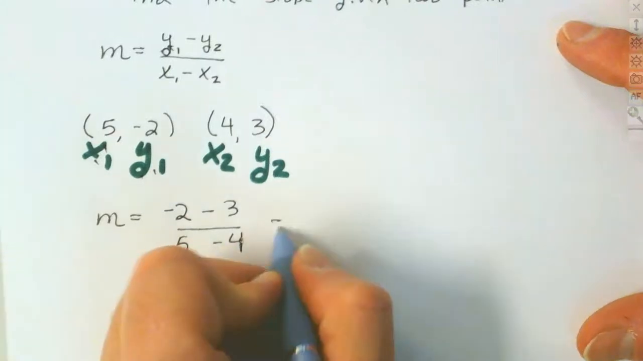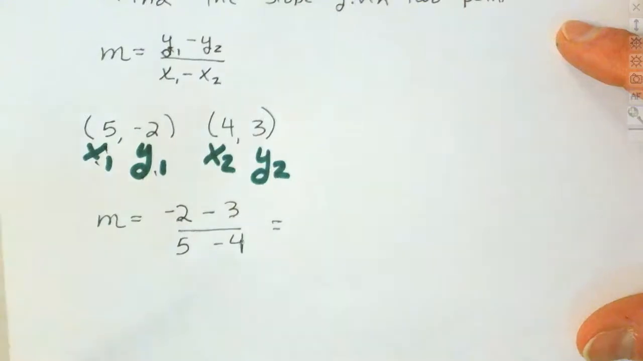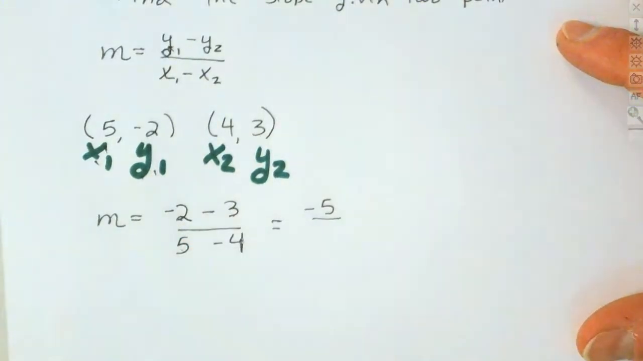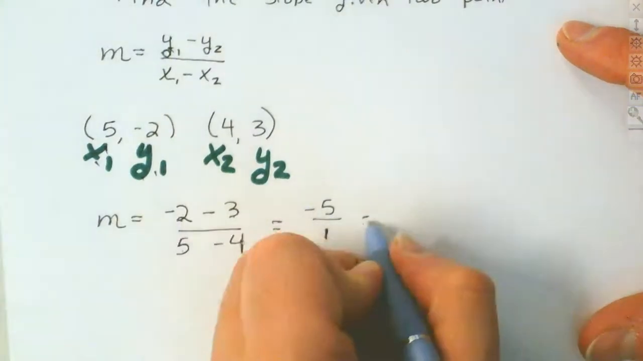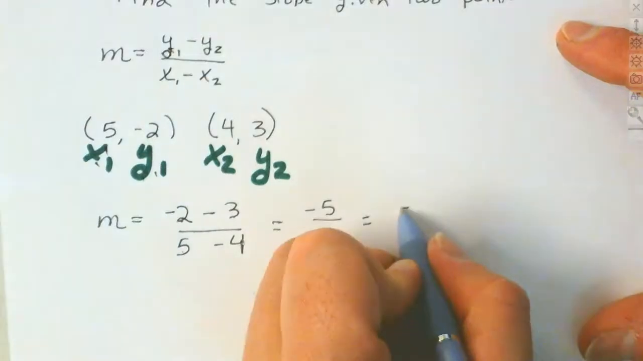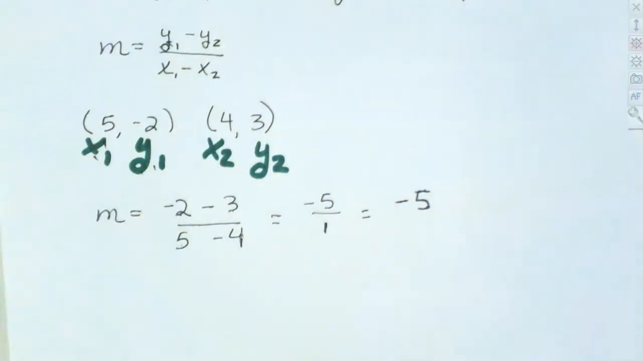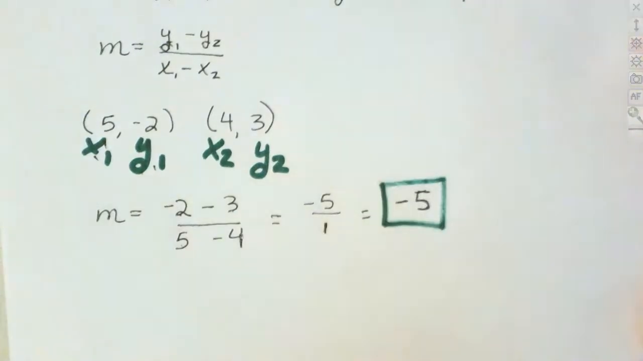And now we can simply break this down. So minus 2 minus 3, that makes it a minus 5. And 5 minus 4, well, 5 minus 4 is a 1. And what about minus 5 over 1? That is simply what? Minus 5. So what is our slope here? Our slope is negative 5. Do we see how we worked that out?